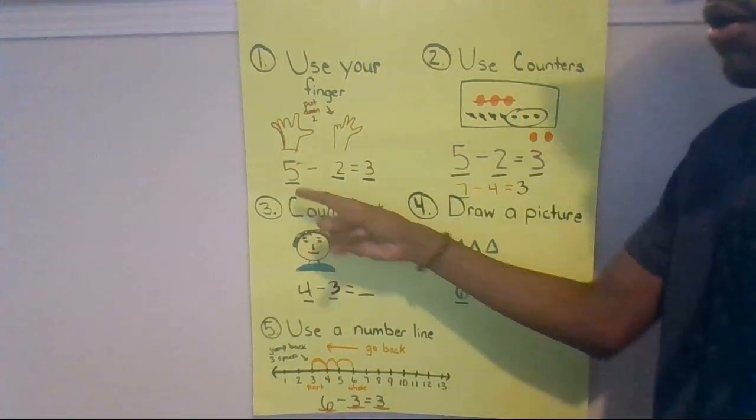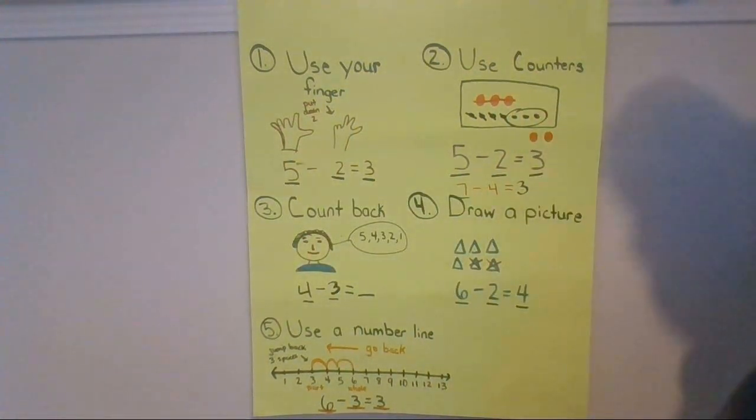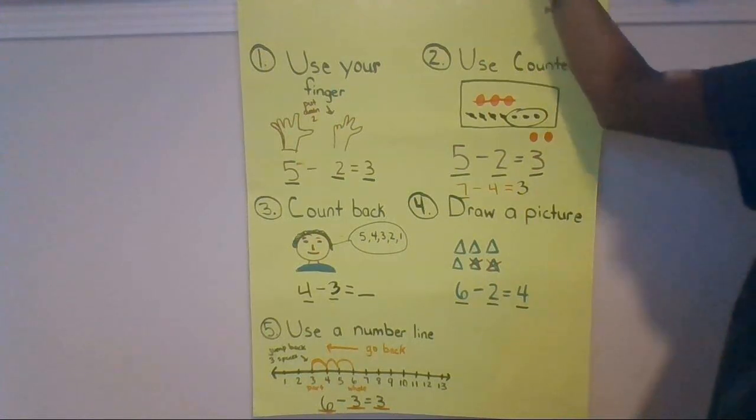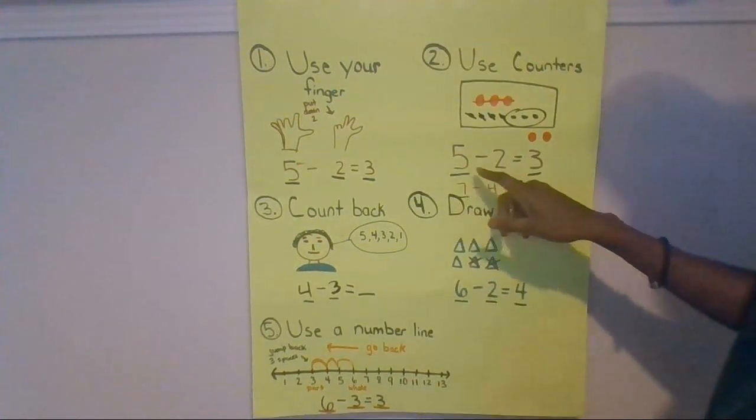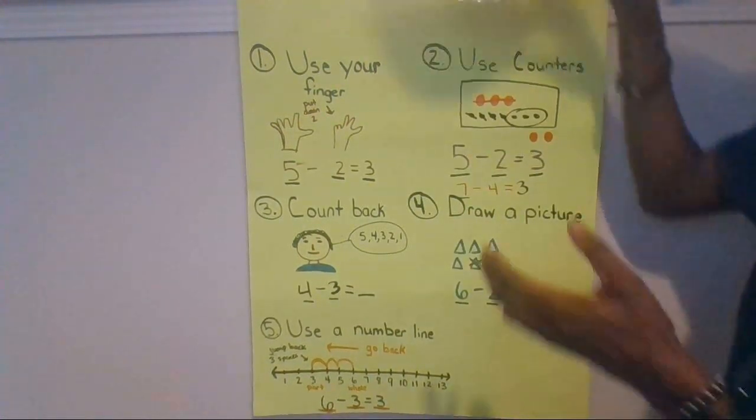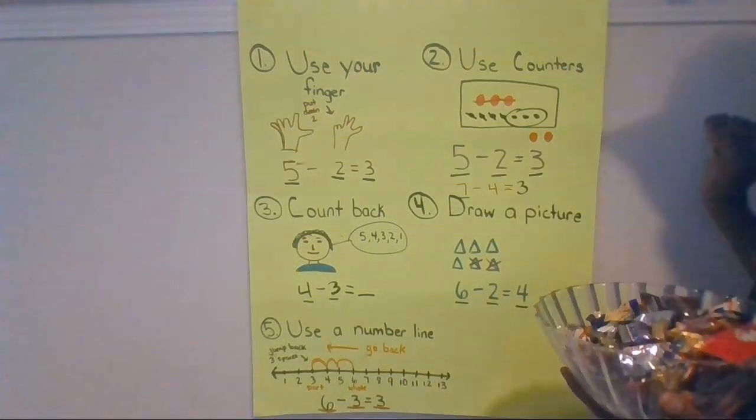Just taking away from that whole, okay? Then we have using counters, okay? Again, let's go back to our bowl because we have 2 problems to solve here. We have 5 take away 2. All right, so my whole is 5. I'm going to pull 2 from that 5, all right?